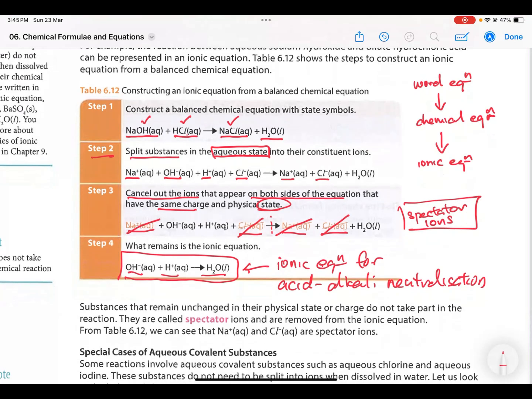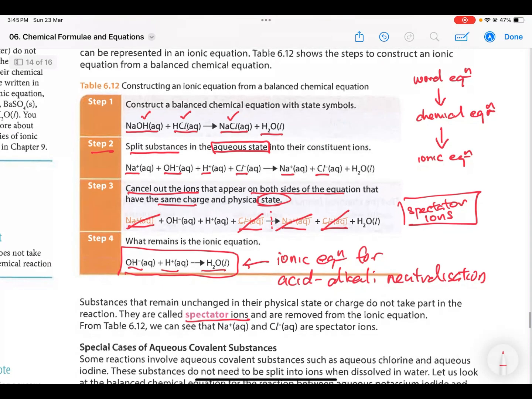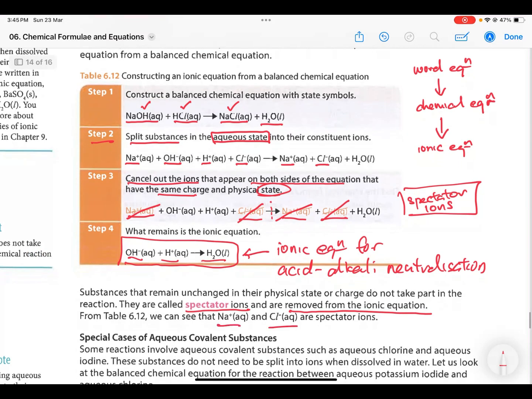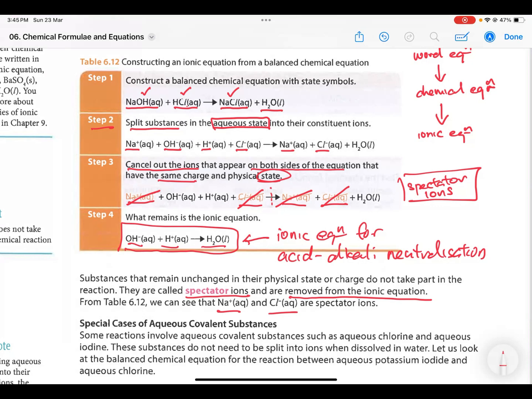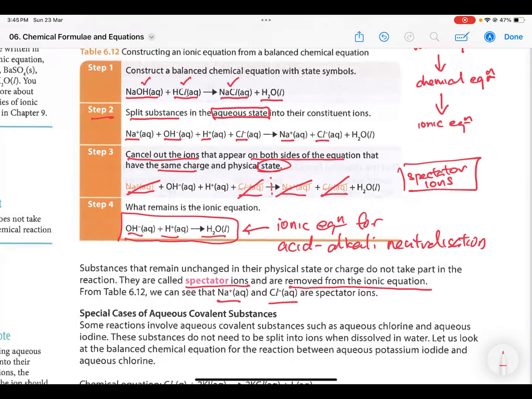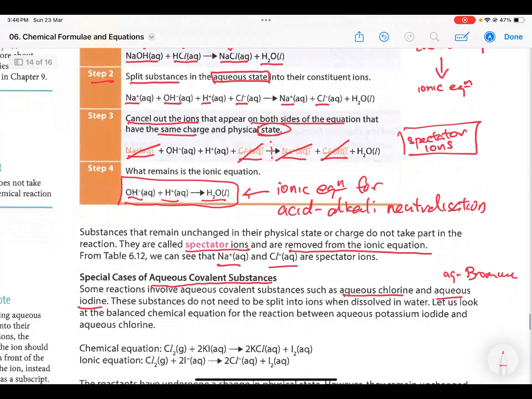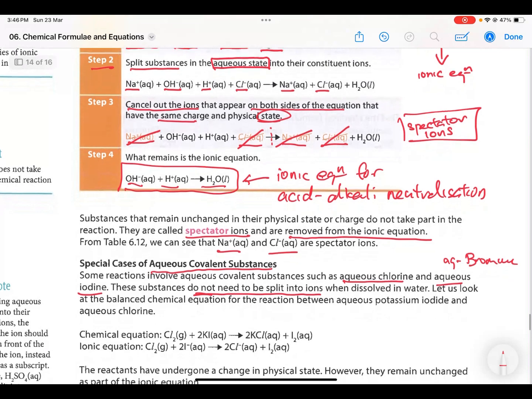Substances that remain unchanged in physical state and do not take part in the reaction are called spectator ions, as I mentioned. They are removed from the ionic equation. In the question above, Na plus and Cl minus are the spectator ions. There are some special cases that you need to take note of. Sometimes we have aqueous covalent substances, for example aqueous chlorine, aqueous iodine, even aqueous bromine. These substances do not need to be split into their ions when they dissolve in water.